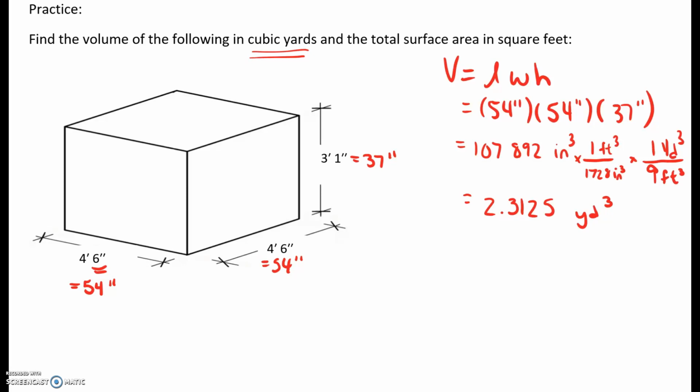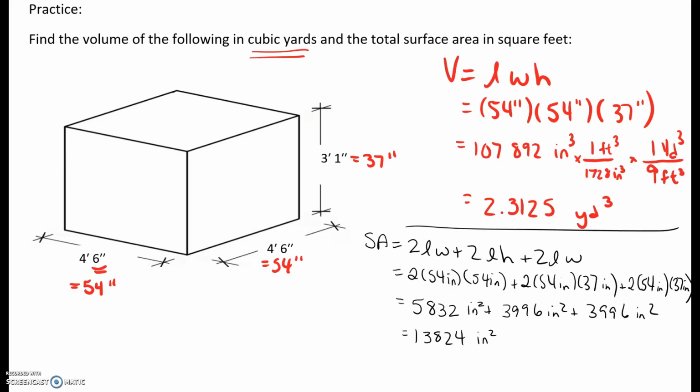Now let's try the surface area calculation. Plug into the formula and try and do the calculation yourself. The surface area comes out to 13,824 square inches. Pause the video and use the conversion factors to convert this to square feet. 1 square foot is equal to 144 square inches. Setting up our conversion factors so the units cancel, we find out that the surface area is equal to 96 square feet.